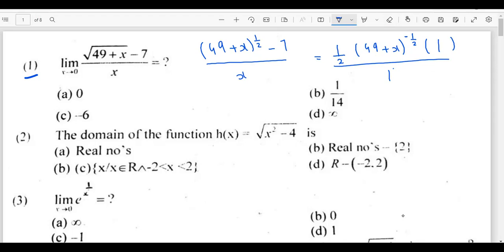Okay. So you can simplify this, it would become 1 by 2 under the root 49 plus x. The limit is not going to change. It is still the same limit, x going to 0. So it would become 1 by 2 into 7, and that is 1 by 14. So the answer is going to be B.